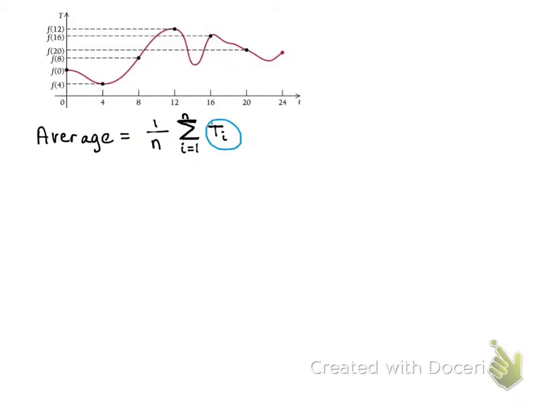And this Ti just represents the various values of the temperature. So say we wanted to look at 6 values of the temperature, then T1 could maybe be this value when time equals 4. T2 could be this value when time equals 8, and so forth. So we just pretend we have 6 values we want to look at. Then we have T1, T2, T3, T4, T5, T6, add them all up, and then divide by 6. In this case, n would be 6 because we have 6 items we're looking at.